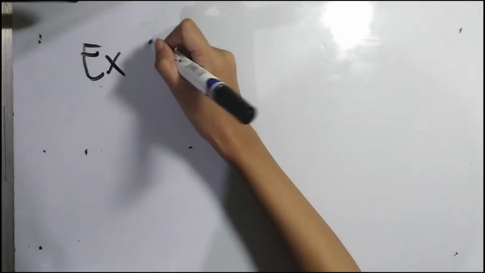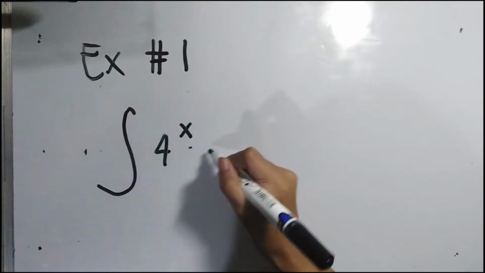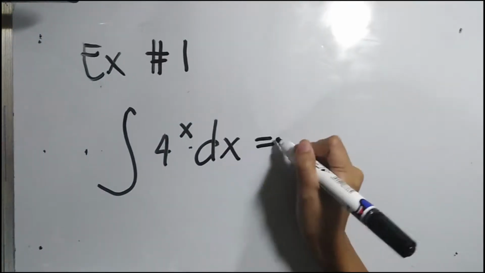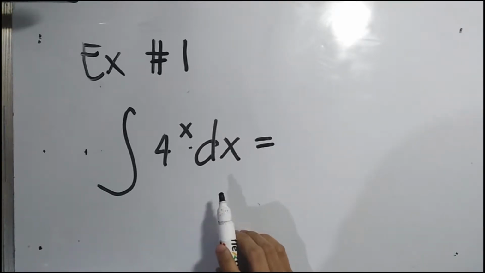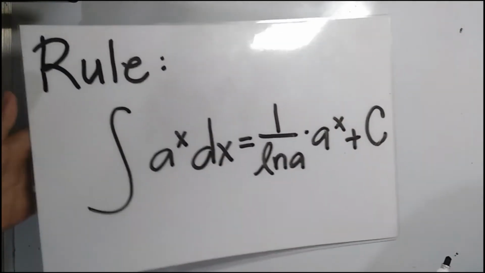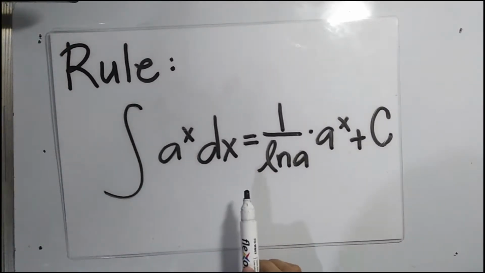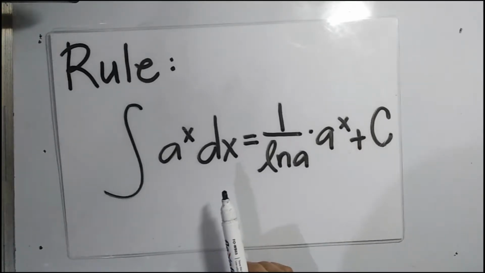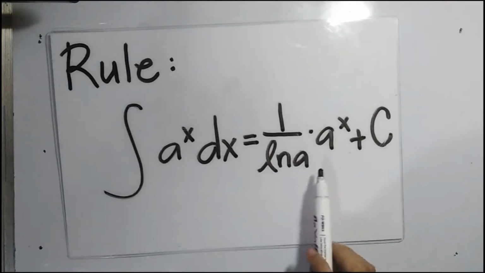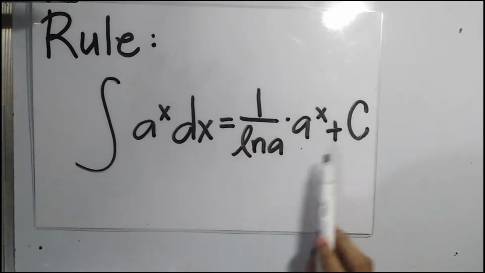So let's now find the antiderivative of the following transcendental functions. Example number 1: the antiderivative of 4 to the power of x. This function is a general exponential function, and we're going to apply this rule, the general antiderivative for the exponential function. The rule says that the antiderivative of a to the x is itself multiplied by 1 divided by ln of a, plus c.